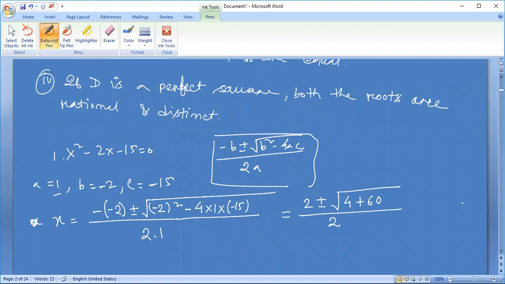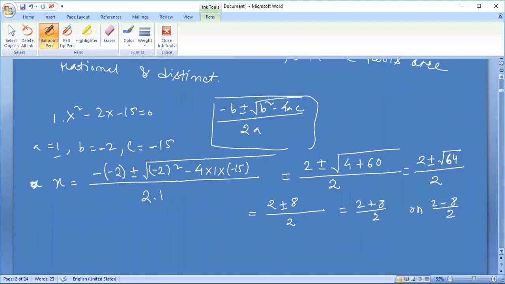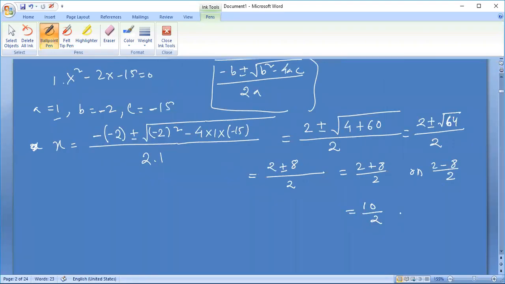Now see, 2 plus minus root over 64 by 2. If you take root over 64, what will be the value? 8. So that means the roots will be either 2 plus 8 by 2 or 2 minus 8 by 2. Clear? So it will be 10 by 2 or minus 6 by 2. So it will be 5 or minus 3. Up to this clear?